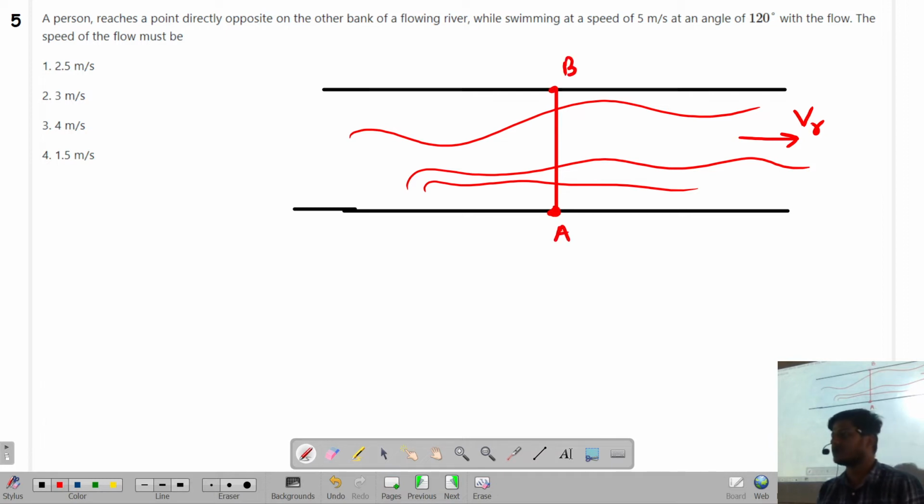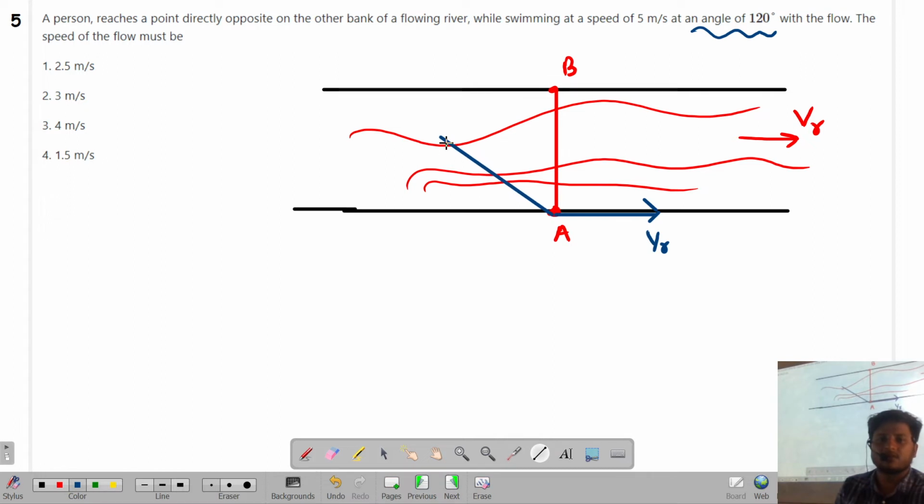Tell me yes or no? What is the direction of the velocity of the river? This is my direction of the velocity of river. What is it saying? The swimmer makes how much angle with the flow of the river? 120 degrees. Yes or no? So this is the direction of the swimmer with respect to the river or not? Tell me yes or no. This is 120. Now look over here.